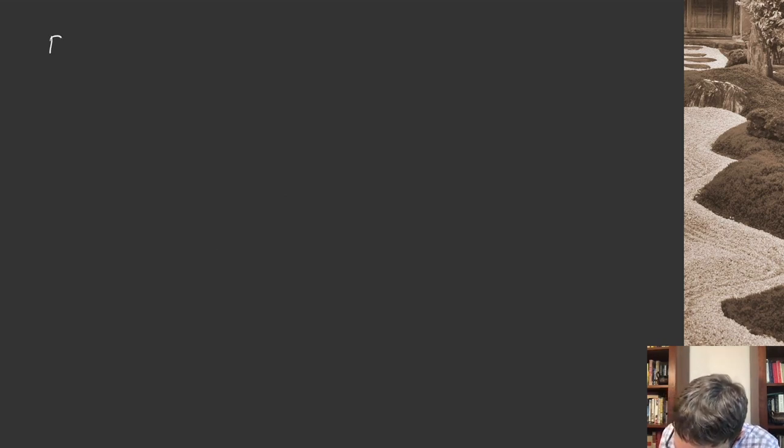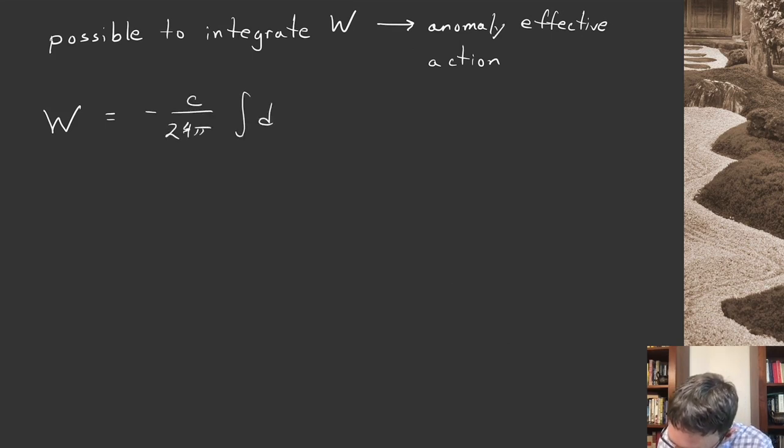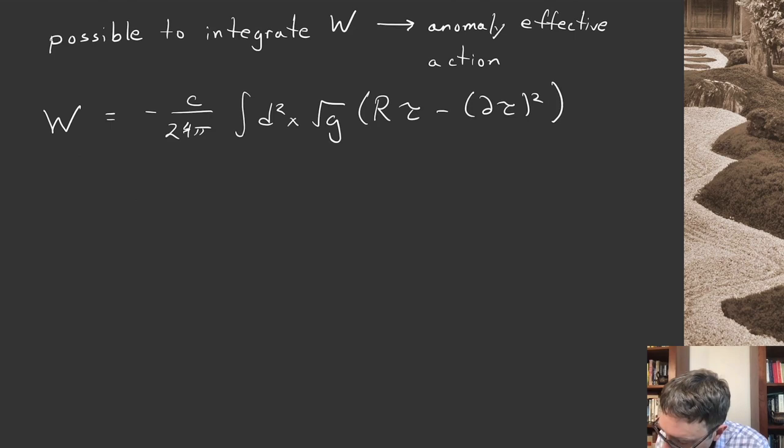And indeed, in this 2D case, it is possible to integrate W to get this anomaly effective action, which is going to tell us all kinds of interesting things about correlation functions, in particular of the stress tensor. So I claim I can integrate this, I'm going to get c over 24 pi. I'll just give you the answer, and you can go backwards and see how it must work. R times tau minus d tau squared. Now, what is this tau? Why did I introduce it? Well, it turns out that the effective action itself is non-local, and so it's useful to give it a local presentation by introducing this additional massless field tau, often called the dilaton.